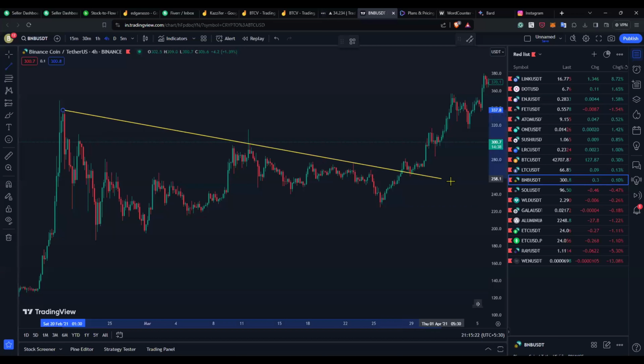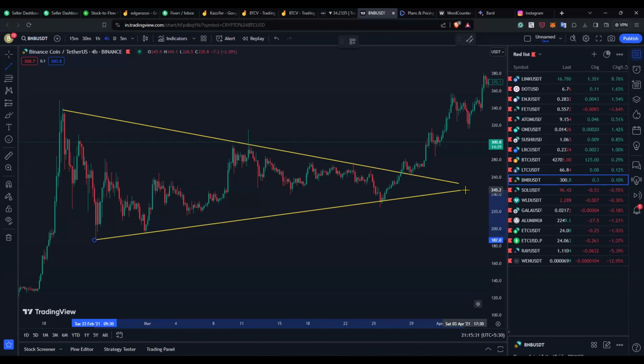Let me draw a trend line here. You can clearly see A, B, C, three points. Let me draw something like this. 1, 2, 3, ABC points. Now that's a very good symmetrical triangle, correct?